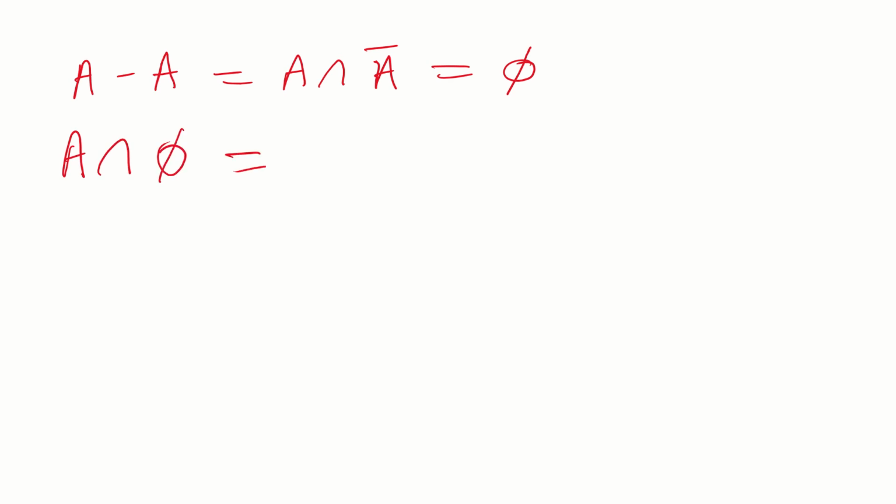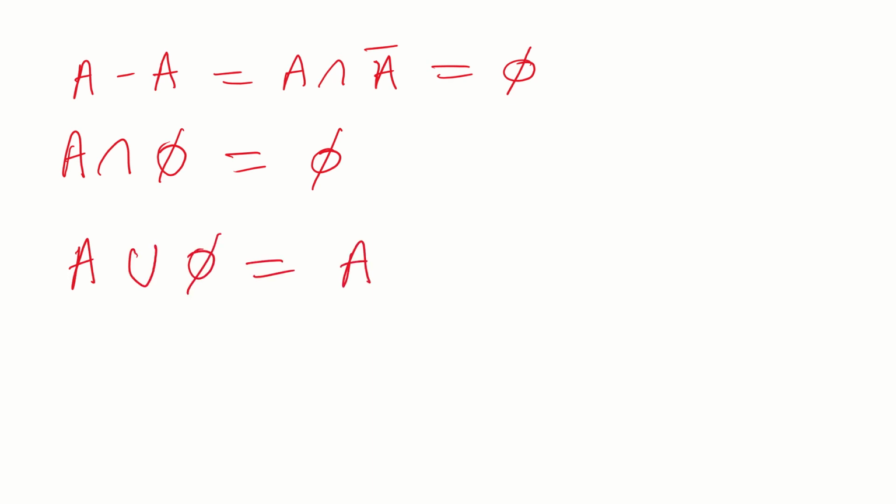So here are some of the key concepts that we use here. We use A minus A, which is the same as A intersection A complement. This gives the empty set. And also we use the fact that if you have A intersection the empty set, this is going to be the empty set. These are empty set properties. We also use the fact that if you have A union the empty set, it is going to be the set A.